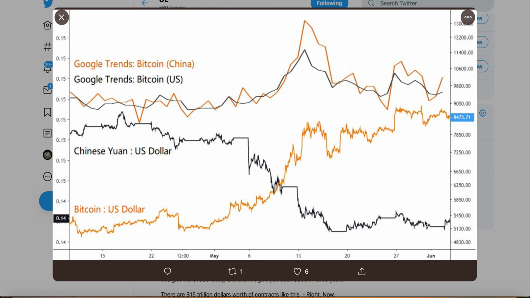So in order to make their export competitive, the Chinese yuan depreciated because of the trade war. And also Google Trends, you can see there's a lot of search about Bitcoin in China versus in the US, which is not that much. But the thing is, in terms of Google Trends, it is a lagging indicator.